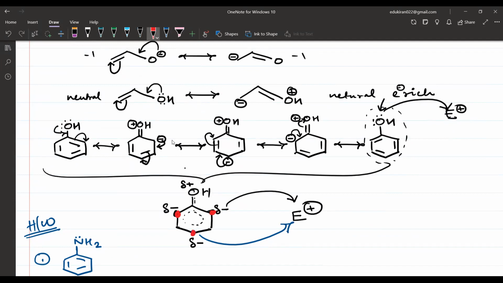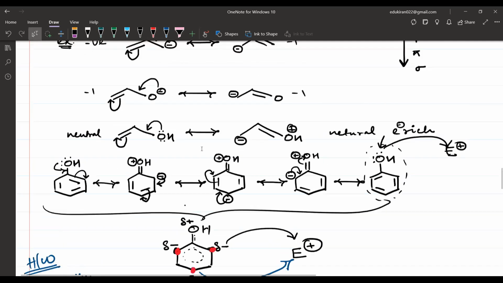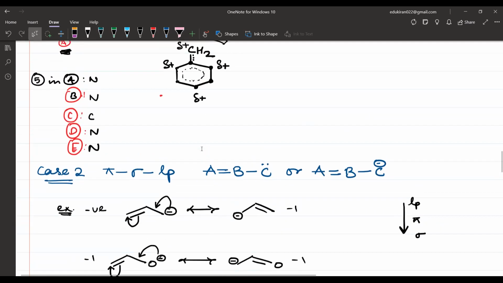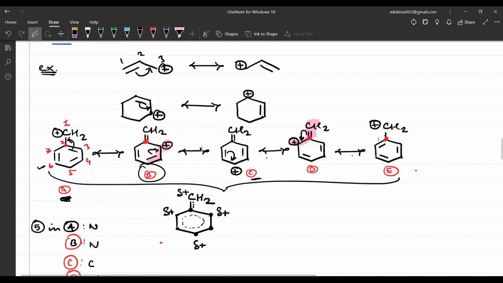Plus M में क्या हो रहा है? The electron density in the benzene ring की अगर हम बात करें, in benzene ring the electron density is increasing at ortho and para position. Can all of you see that? Yes or no? Please tell me. हाँ, right. See next. What is this? Plus M or minus M?